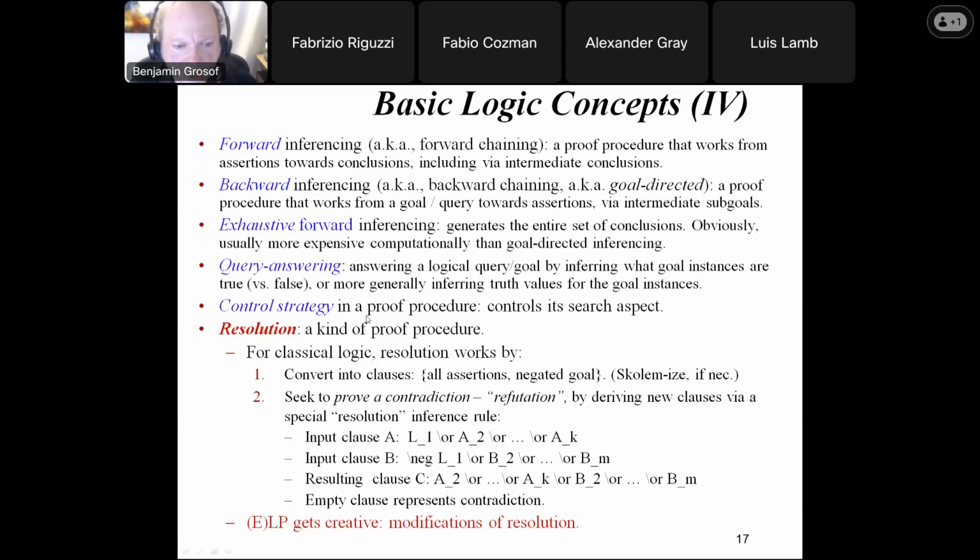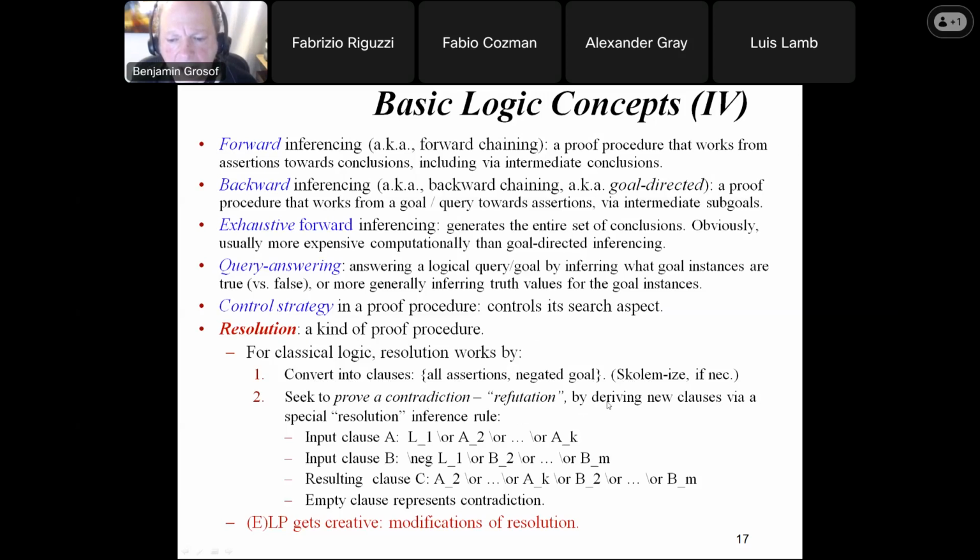A control strategy in a proof procedure controls its search aspect. Resolution is a very important kind of proof procedure in both classical logic, LP, and its extensions. In classical logic, resolution works by first converting given assertional knowledge into clauses, but also converting into clauses the negation of a goal, skolemizing if necessary, and then seeking to prove a contradiction by so-called refutation.